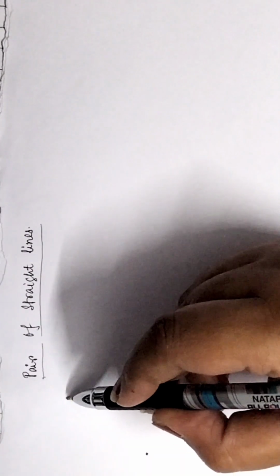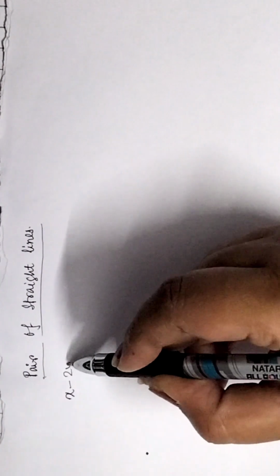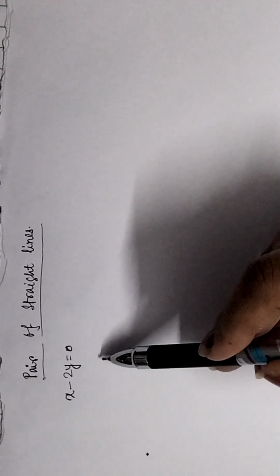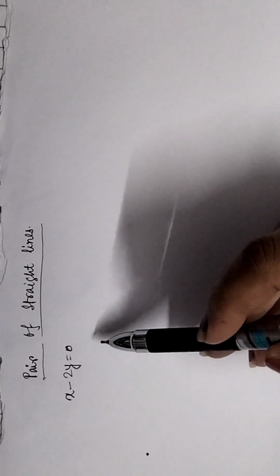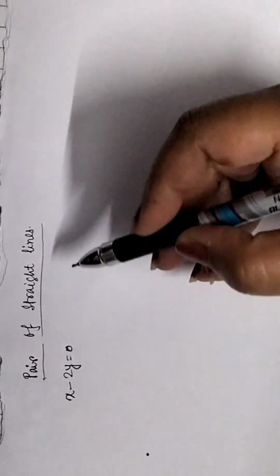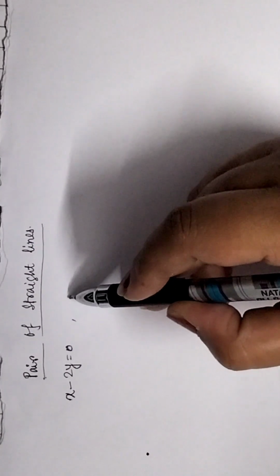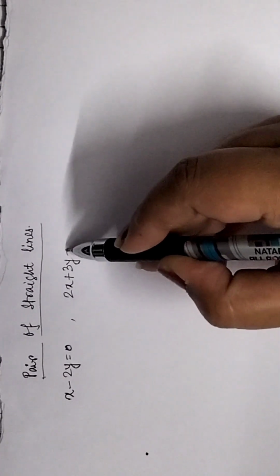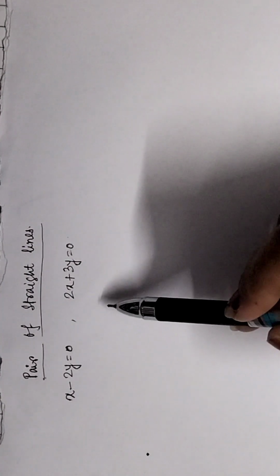Suppose I am taking the straight line passing through origin as x minus 2y equal to 0, because if the straight line passes through the origin, then the constant part of the equation will be 0. And let's take another one which is also passing through origin, that is, the constant part 0, as 2x plus 3y equal to 0. Now let us consider such an equation which will represent both.